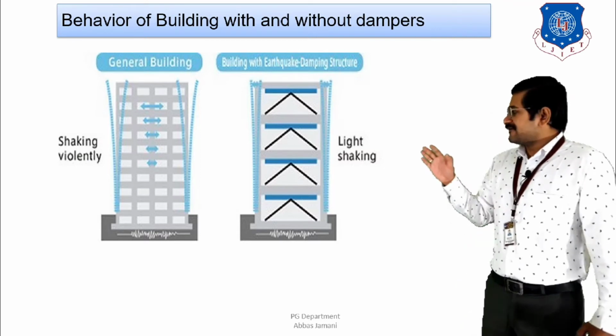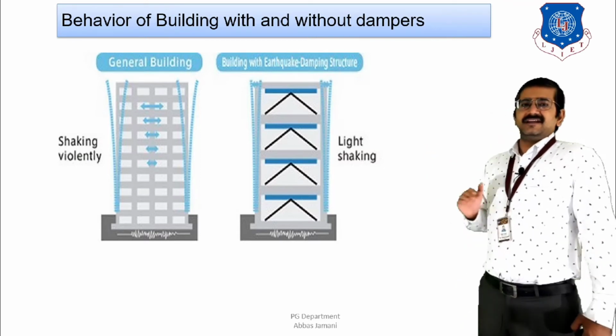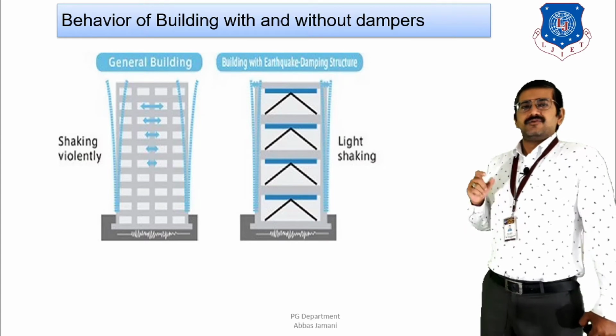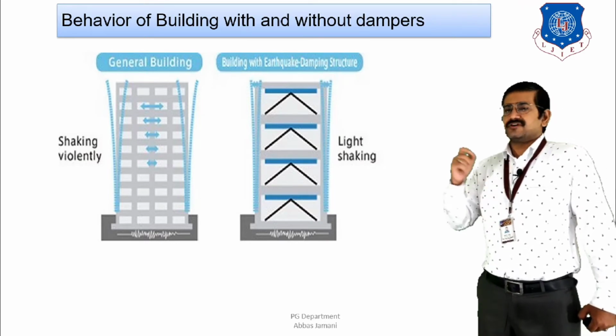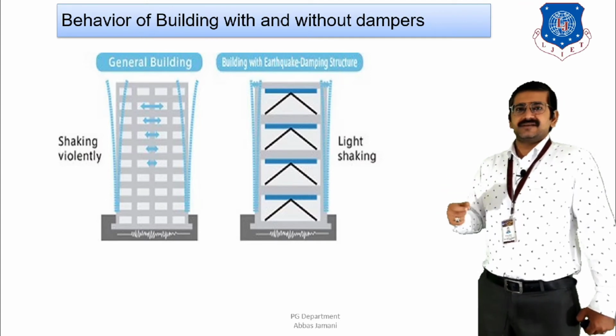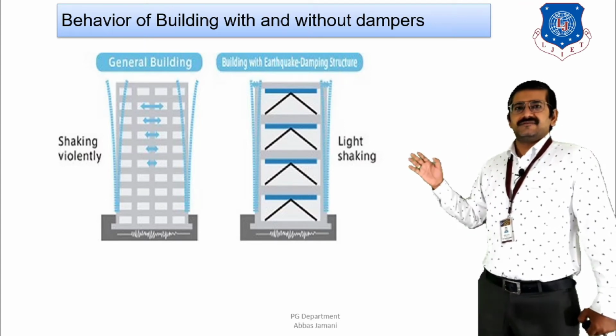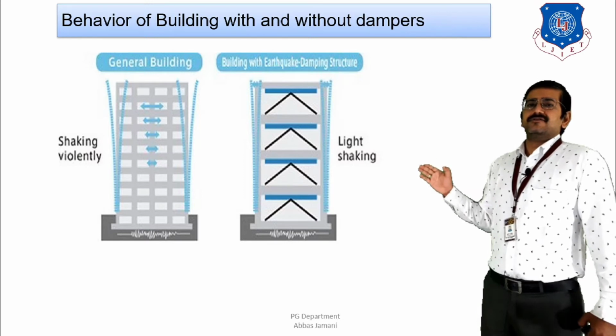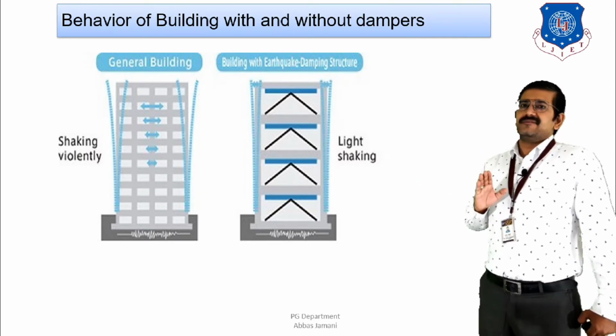Right? However, when the dampers are present, a good amount of energy will be absorbed before it is transferred to the building, and when this dissipation of energy takes place, a lesser amount of energy will be transferred to the building, and due to this, the motion of the building will be dampened to a great extent.